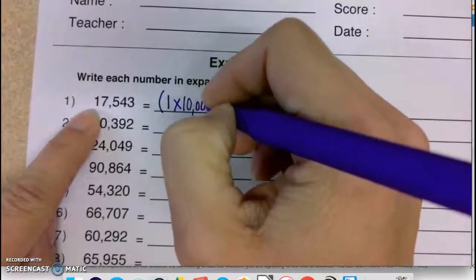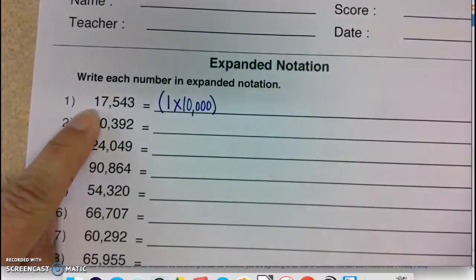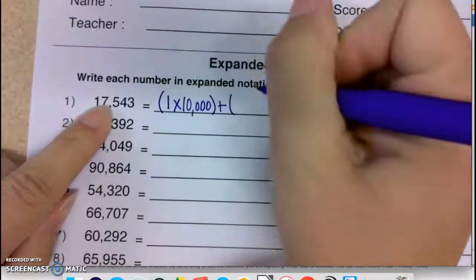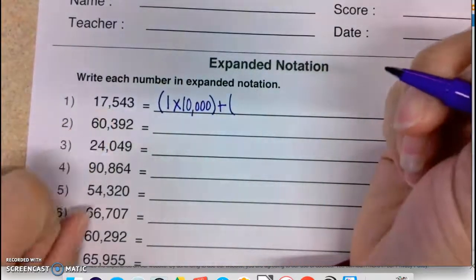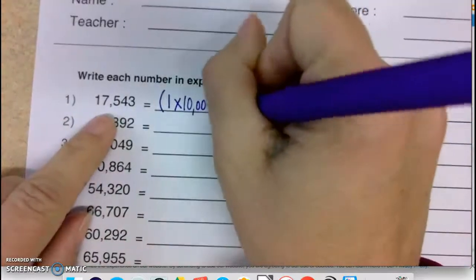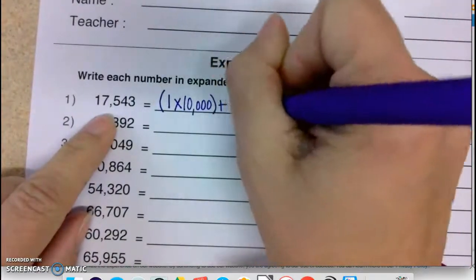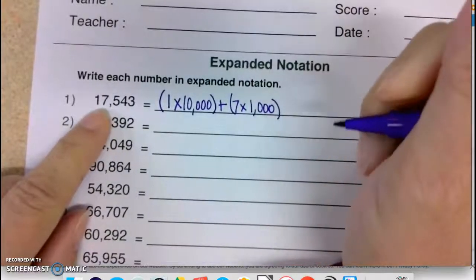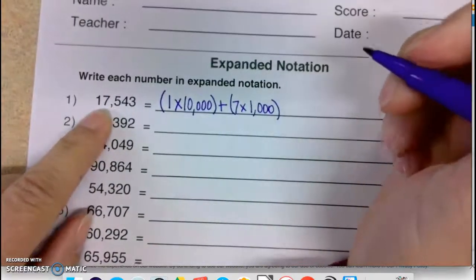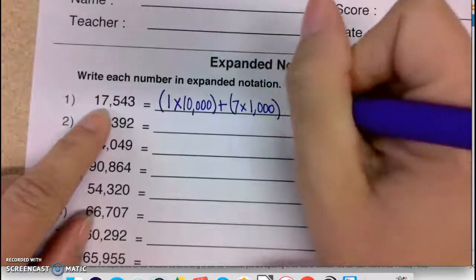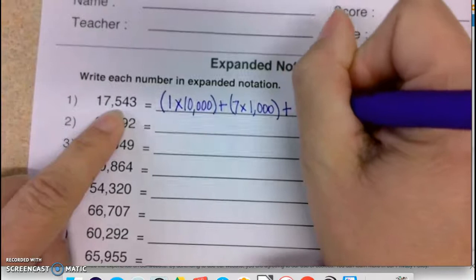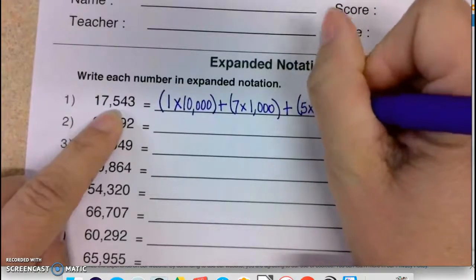Now you may have to write kind of small so all your work will fit on this line, okay? And then I'm going to do a plus sign. Which digit next? 7. Good. I'm going to do 7 times what? 1,000. Good. Why 7 times 1,000? Because it's in the thousands place. Very good. My next digit is 5. I'm going to do 5 times 100. Very good.